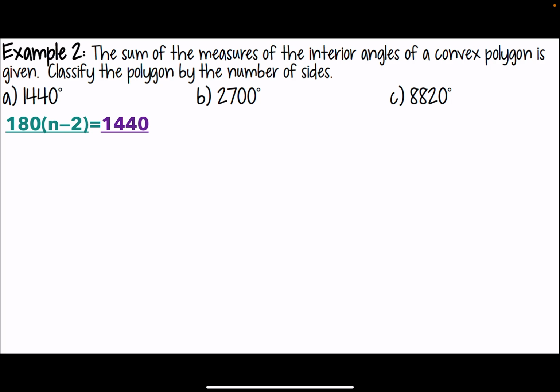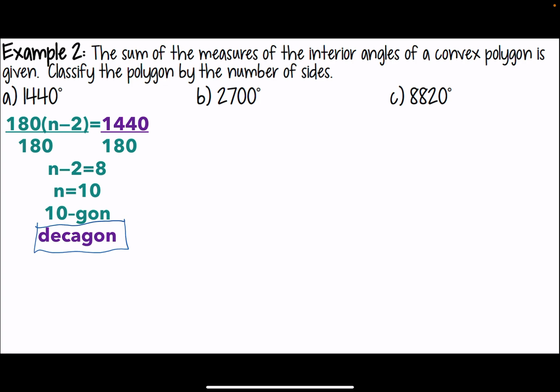You can distribute the 180 first if you'd like, but I'm going to get rid of the 180 by dividing it, so that all that's left for me is n minus 2 equals 8, because that's what 1440 divided by 180 is. And then you add the 2, and you get n equals 10. It was that easy. All right, so this would be a tengon, but because we know the name for it, we would say it's a decagon. And this would be our answer.